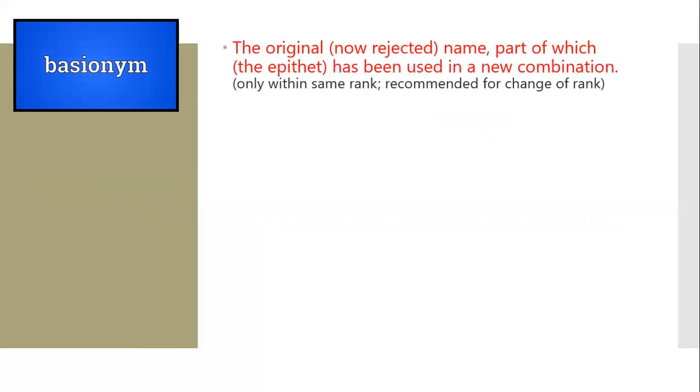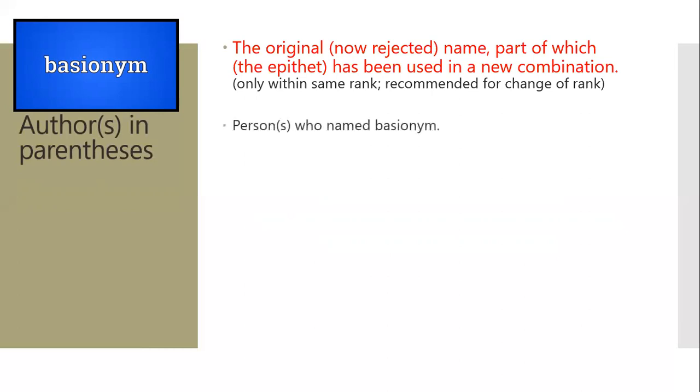So the basionym is the original name, the name bringing or epithet bringing synonyms, part of which has been used in a new combination. As seen earlier, if a species or infraspecific name is transferred in positional rank, the specific or infraspecific epithet of the basionym may be retained. So, who are the authors? Persons who named the basionym. So the name of the author who originally named the basionym is also retained and placed in parentheses ahead of the author who made the change.